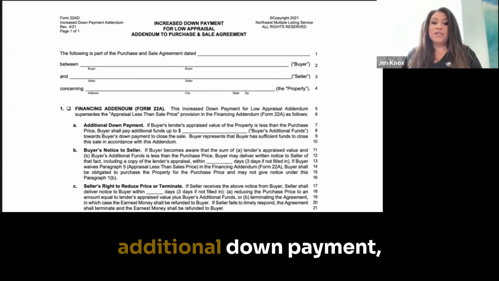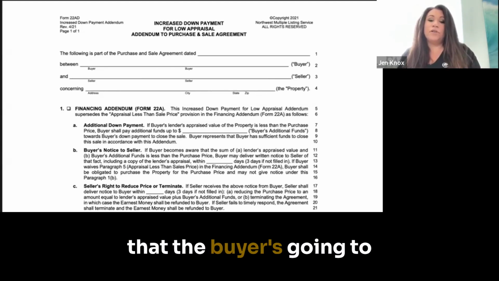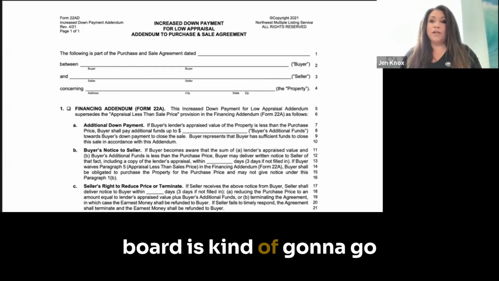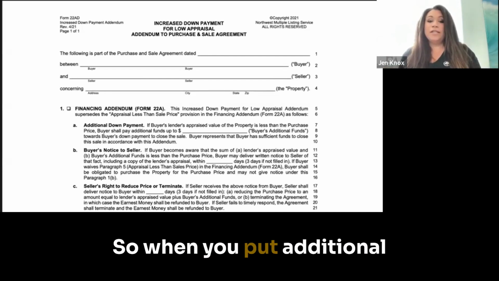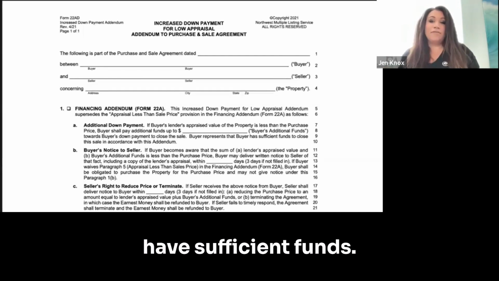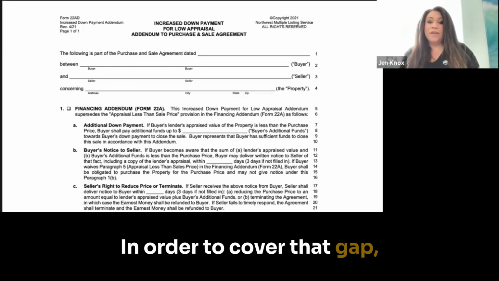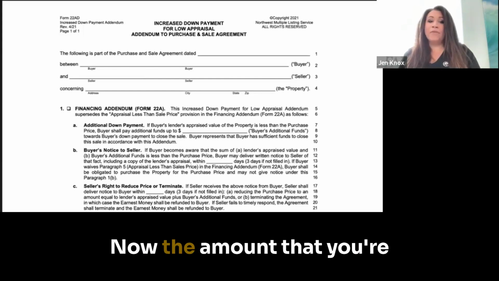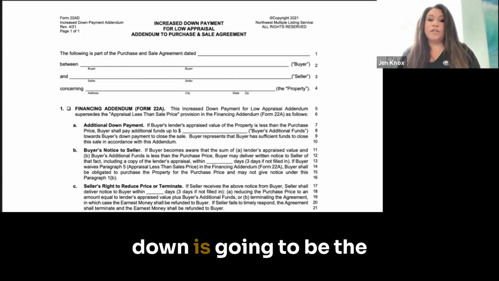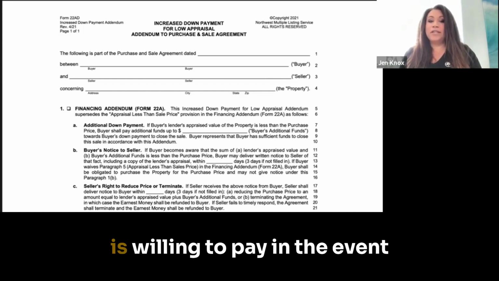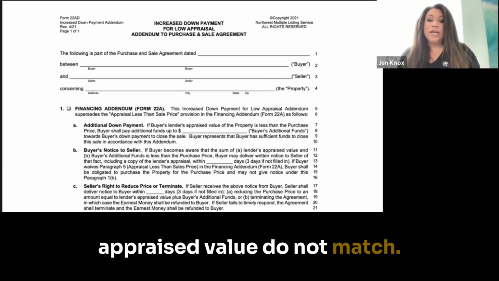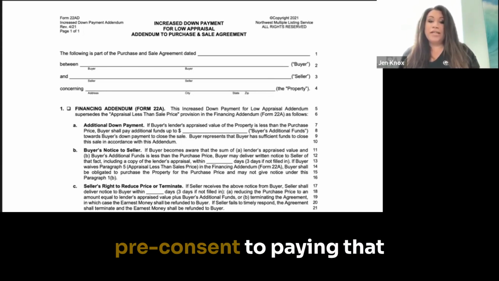Now, when it comes to additional down payment, this is additional money that the buyer is going to bring to the table towards the down payment. Remember, everything across the board is kind of going to go up at the same level too. So when you put additional down, you need to make sure that the buyer does have sufficient funds to cover that gap. You're going to need to be able to prove they had sufficient funds to cover that gap. Now, the amount that you're going to put in an additional down is going to be the maximum dollar amount that the buyer is willing to pay in the event that the purchase price and the appraised value do not match. Now, this is a predetermined pre-consent to paying that difference.